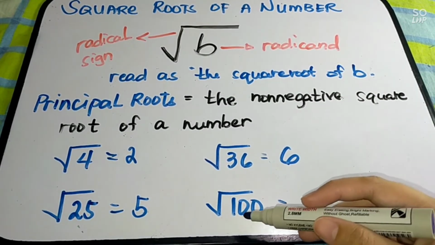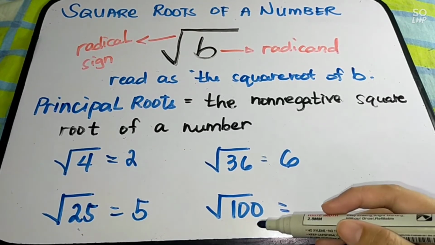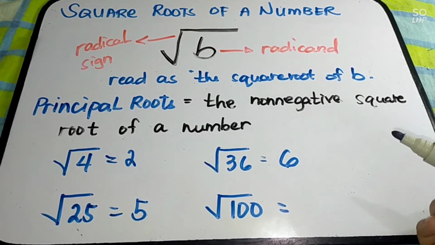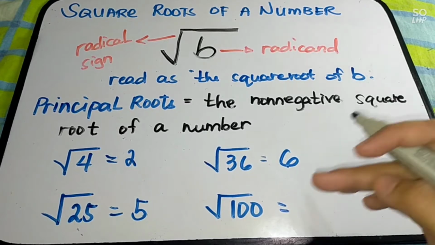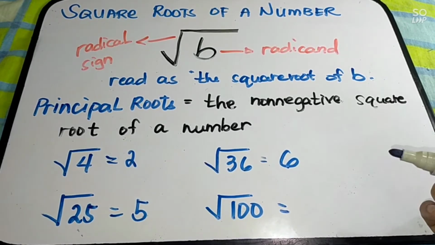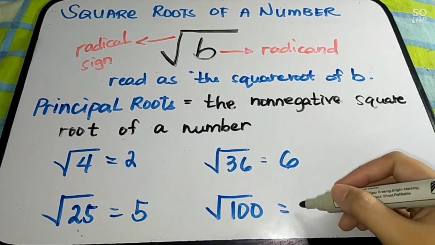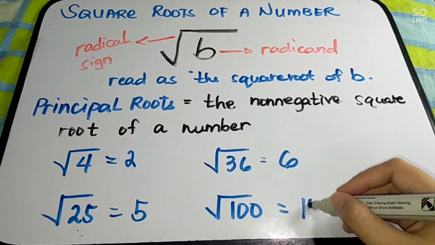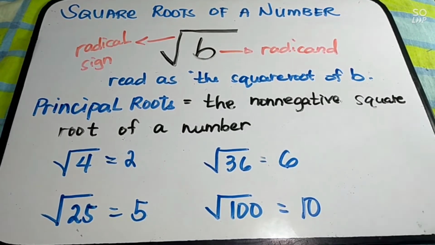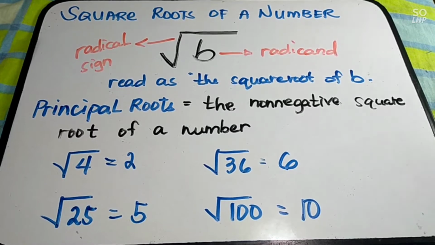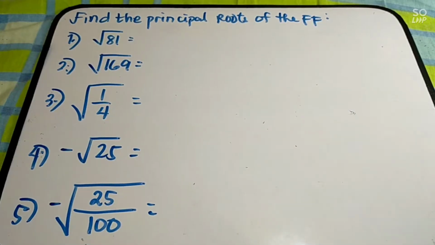Then, the last one, we have the square root of 100. Think of a number na pag minultiply mo sa sarili niya, ang sagot is 100. So, that is 10. 10 times 10, the answer is 100. So, therefore, the square root of 100 is 10. Is it clear? Let us have an example.